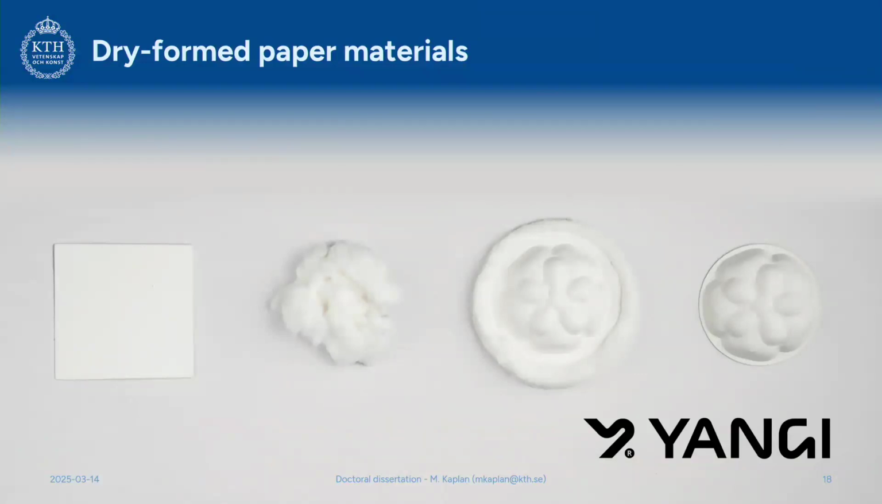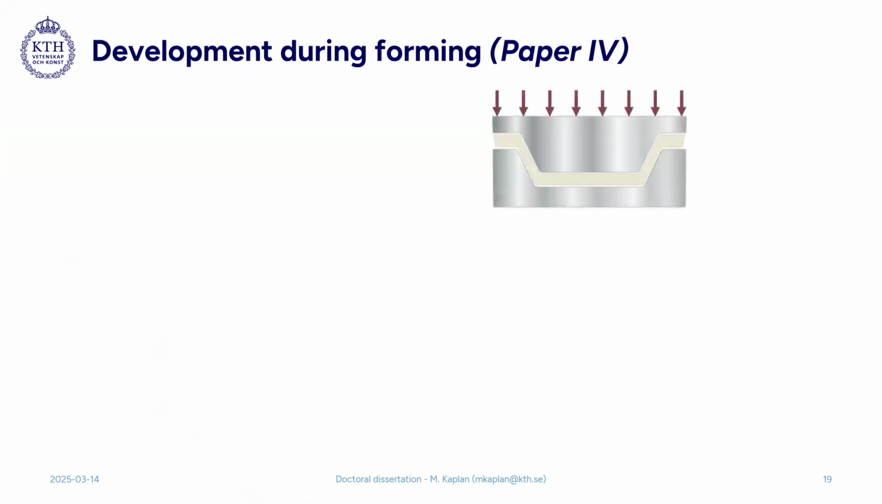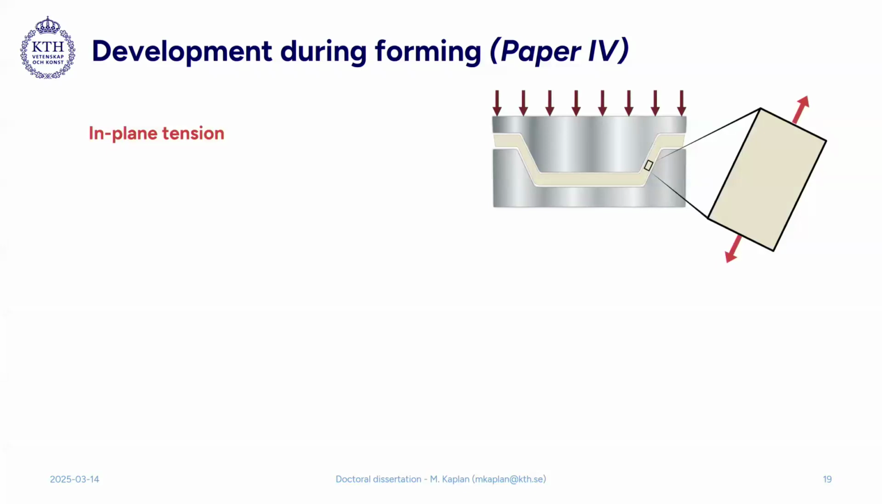There have been dry forming techniques used previously, but what is new in recent years is that it's actually used for semi-structural applications such as packaging and so on. This is an example from Yangi that I've worked with and characterized their materials. What we were interested in in this work is to follow the development of the properties during the forming process. When we form a material, from previous studies we know that it's subjected to a multi-axial load state: in-plane tension, out-of-plane shear, and out-of-plane compression.